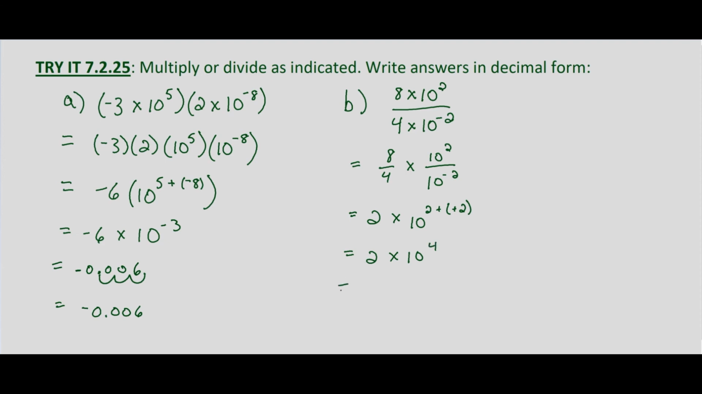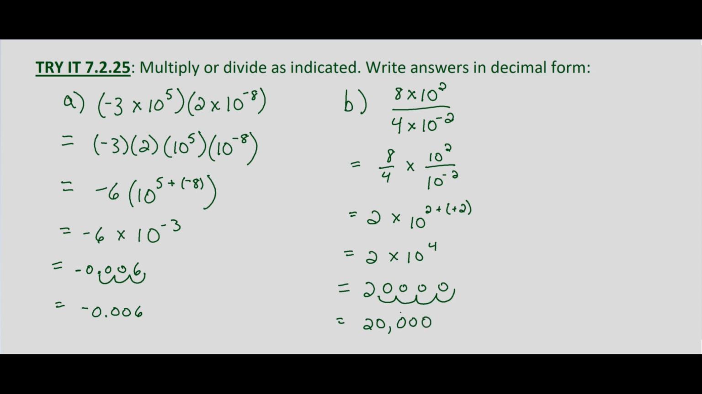So we're going to move our decimal place 4 places to the right, so 2 point. So 1, 2, 3, 4. So that is 20,000.